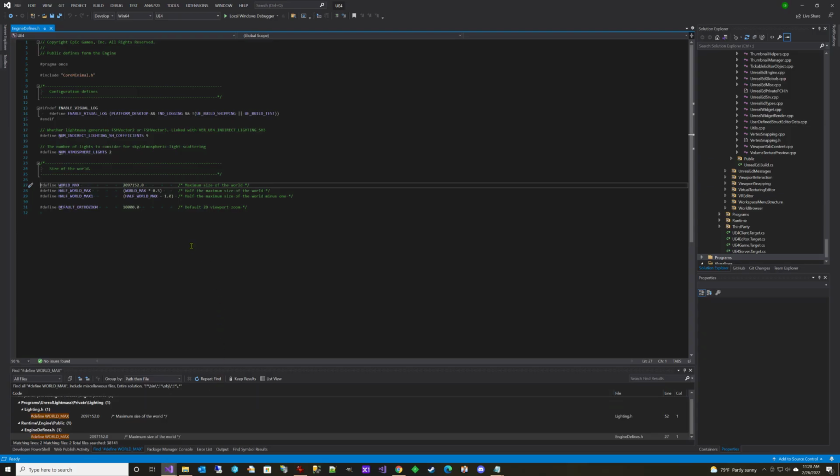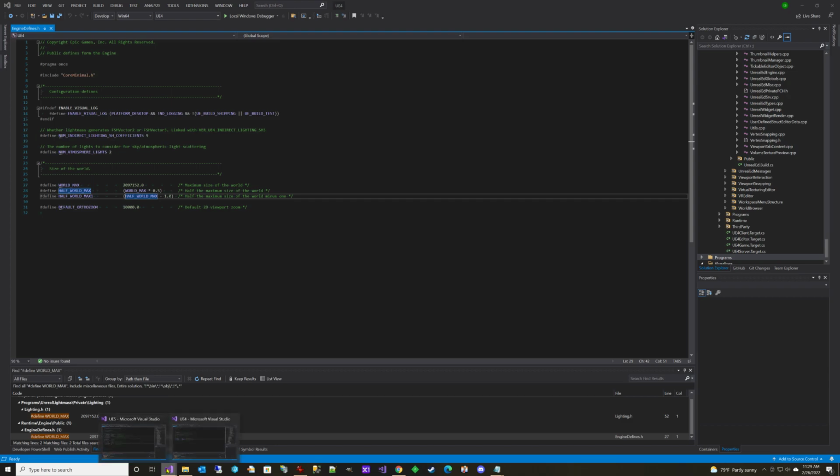So here's the old Unreal Engine 4, and you can see that in the EngineDefines.h, they've defined world max as, this is 20 kilometers, right? If you divide out, the units are centimeters. If you divide it out, you end up with 20 kilometers. That was the maximum. They've got this world half max, which is the distance you can go from origin. So 10 kilometers from origin, you get a total playable size of 20 kilometers by 20 kilometers.